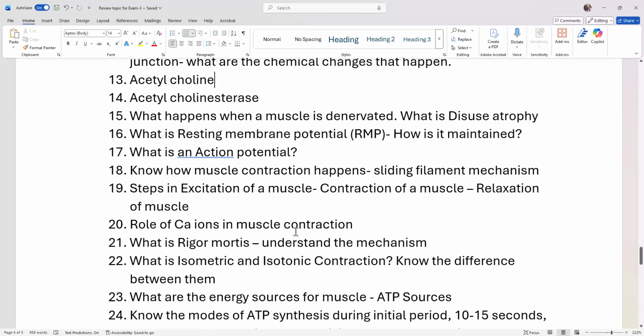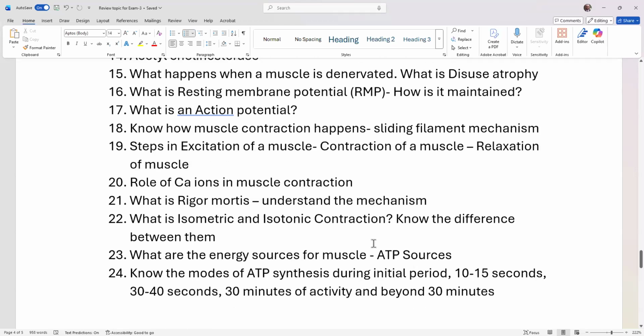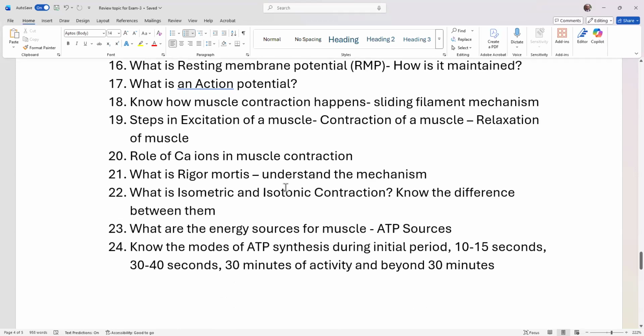What is the role of calcium in muscle contraction? Calcium plays a big role. And this brings us to rigor mortis. What is the mechanism of rigor mortis? Rigor mortis is the contraction of muscle after death. So you must know the mechanism of rigor mortis. What is isometric and isotonic contraction? Know the difference between them.